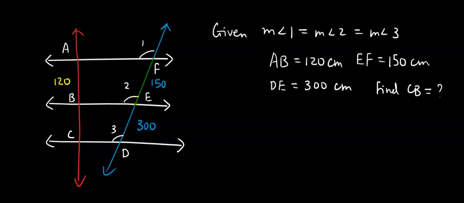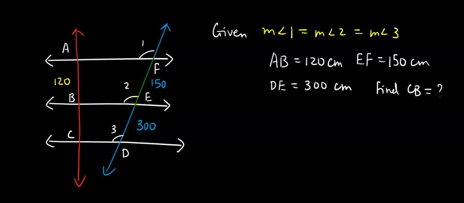BC. All right. Remember, earlier we studied a rule. The rule says if 3 parallel lines intersect 2 transversals, then they divide the transversals proportionally. Now, we don't have the 3 parallel lines yet, but we can find them by using this.